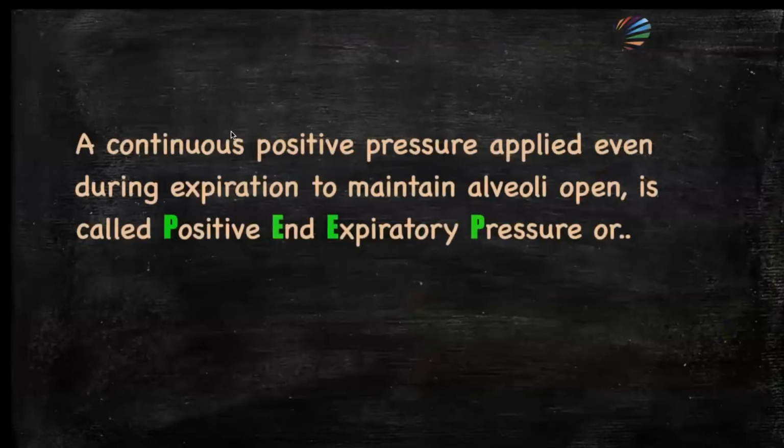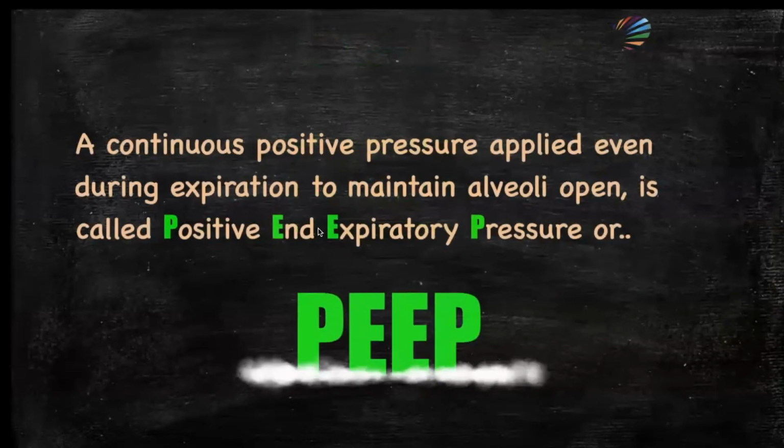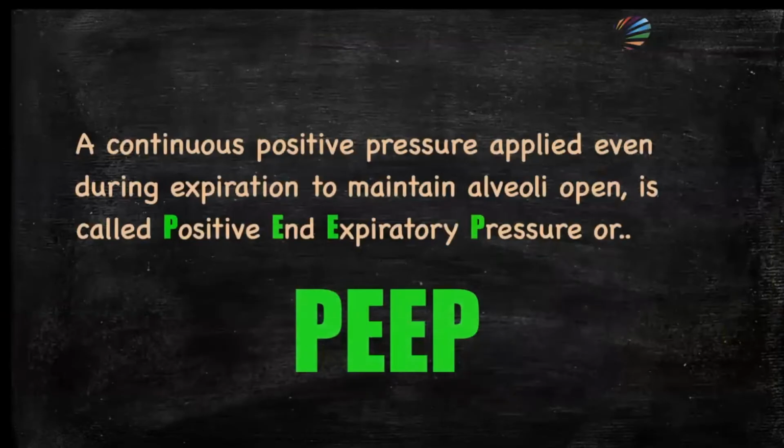Now, what is positive end expiratory pressure? Positive end expiratory pressure is a continuous positive pressure applied even during expiration to maintain alveoli open, and that is called positive end expiratory pressure.